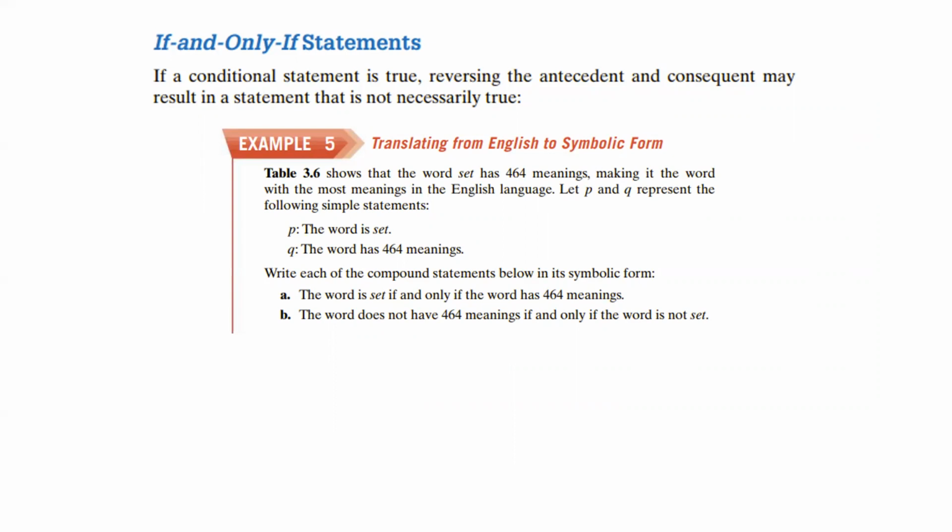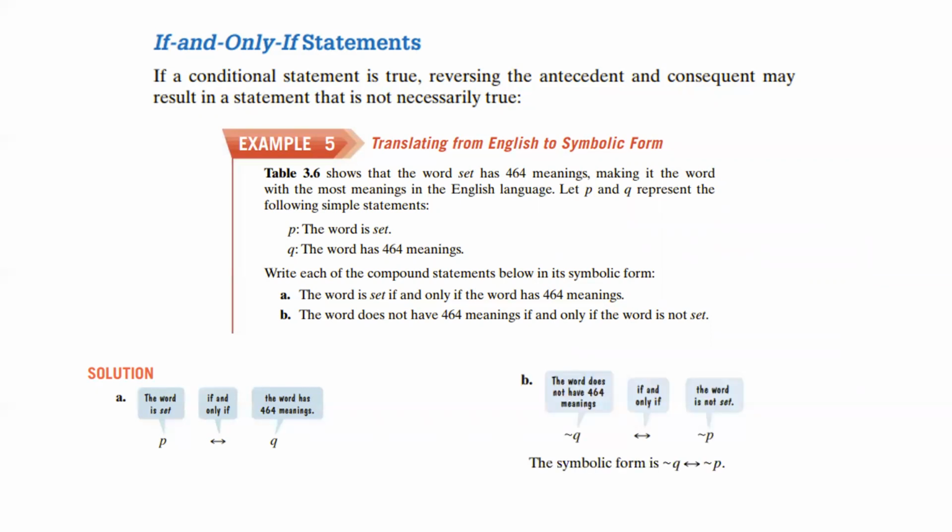So in this case, the word is set. The word has 464 meanings. If we wanted to say the word is set if and only if the word has 464 meanings, we would do this arrow in both ways. We'll keep hammering this point home: I'm not saying that's true. There might be some other word that has 464 meanings, in which case my if and only if statement might be false, but that's not what we're trying to do in this section. All we're trying to do is represent different logical compound statements.